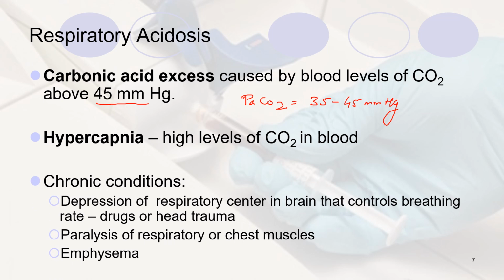The chronic conditions that lead to respiratory acidosis are depression of the respiratory center in the brain that controls breathing rate, by certain drugs or head trauma, then paralysis of respiratory and chest muscles, and emphysema. In these situations, there is an excess of carbon dioxide in the blood.